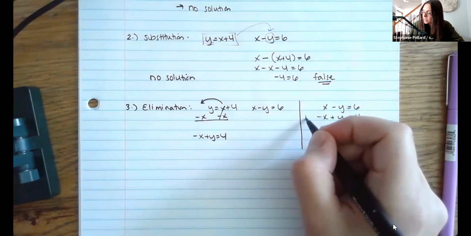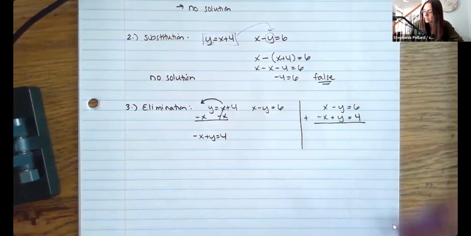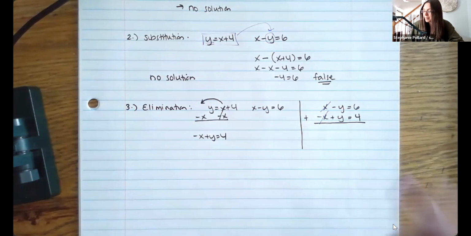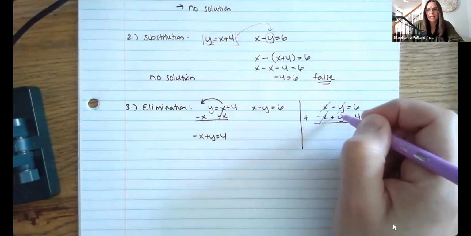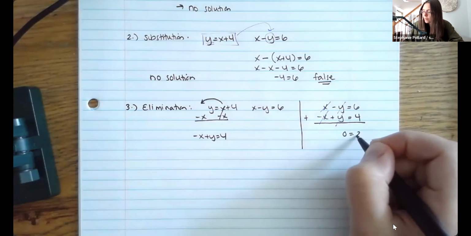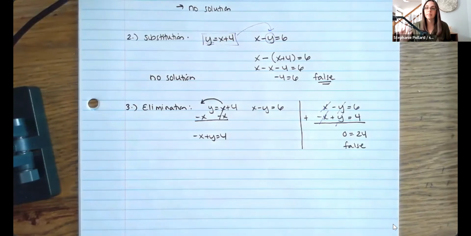And when you go to add them together here, I don't have to multiply anything because one of my variables already cancels, right? The x's cancel. So I don't have to multiply here, which is nice. The y's also cancel, and I'm left with 0 equals 24. And again, it just doesn't work. You get another false statement.